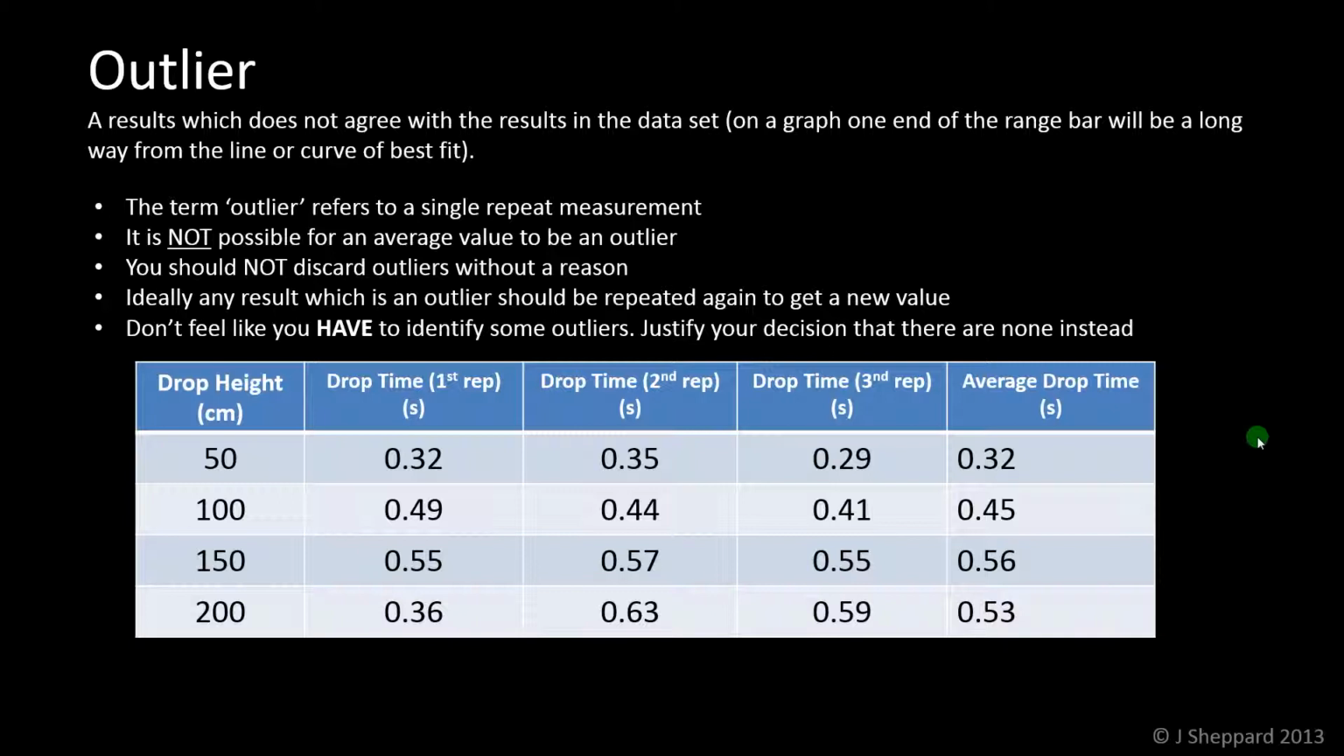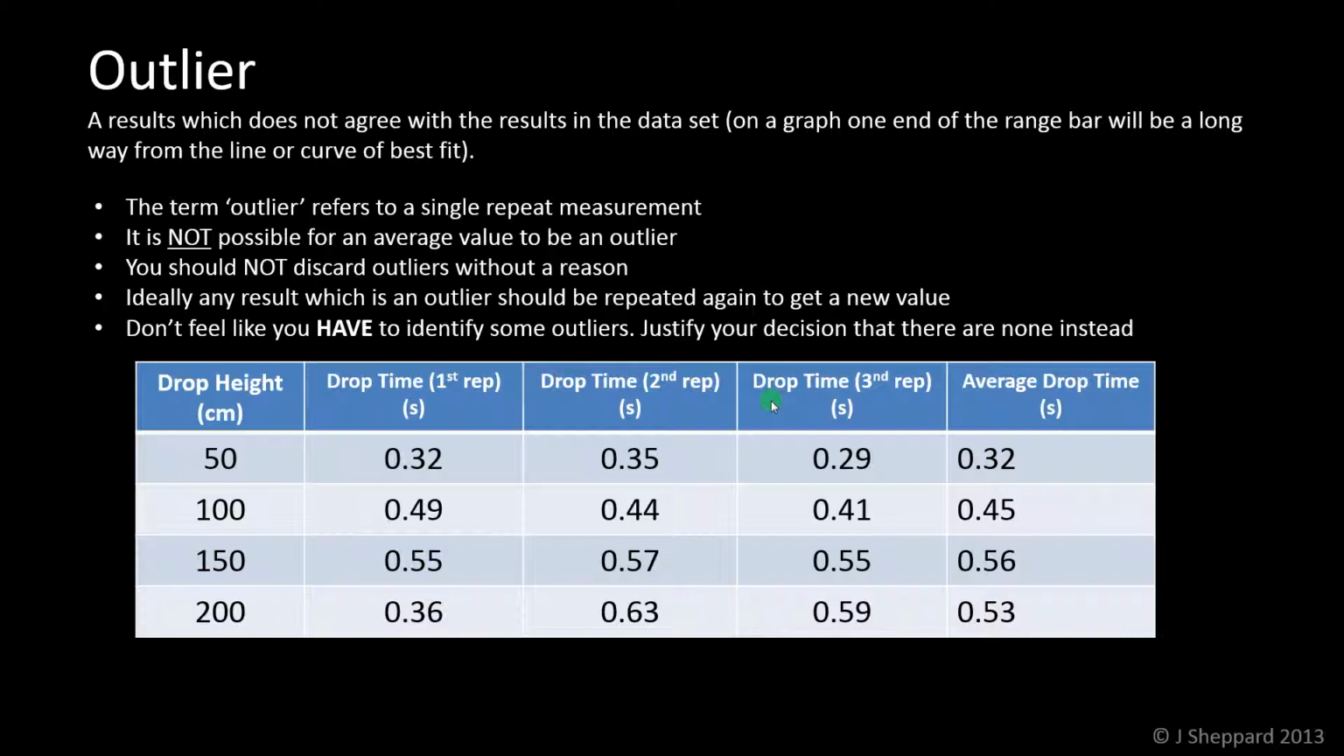So, let's have a look at some examples then. So this is a table of some repeat readings for a very simple experiment where you drop a ball bearing from different heights and use a timer to time how long it takes to hit the ground. So, dropped it from 50 centimetres, and these are three repeats: 0.32 seconds, 0.35 seconds, and 0.29 seconds. So the question is, is there an outlier in this data set, and if so, where is it, and what might be the cause?